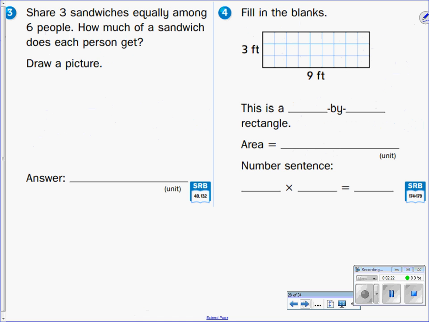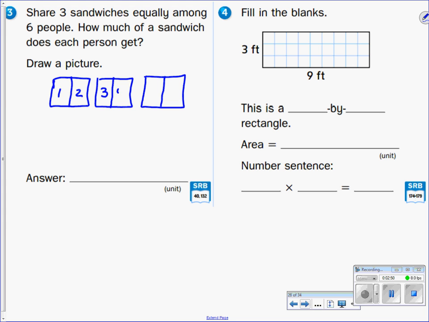All right, number 3, you are to share 3 sandwiches equally among 6 people. How much of a sandwich does each person get? So if I have 3 sandwiches, and we know that 3 is half of 6, I should be able to take those and divide those right in half. And I have 1, 2, 3, 4, 5, 6. There's my 6 people and my 3 sandwiches divided equally. So each person would get 1/2.